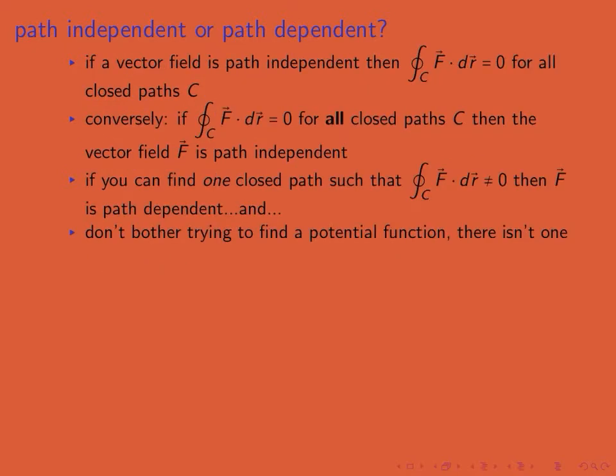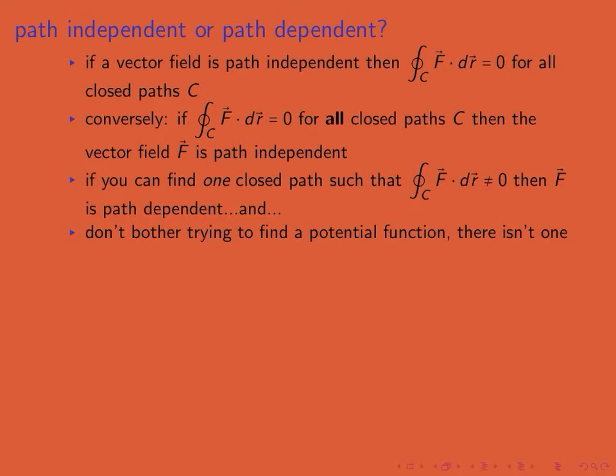So here's a first way to think about this question of whether or not a vector field is path independent. If a vector field is path independent, and I'm assuming here that it is, then we saw in the previous section that the circulation of that vector field is 0, and that's true for all closed paths C. It turns out, though it's a little bit more work, that the converse is also true. So that is, if I can show that the circulation of a vector field is 0 for all closed paths, and it's important that it's all closed paths, then the vector field F is path independent. So the implication goes both ways.